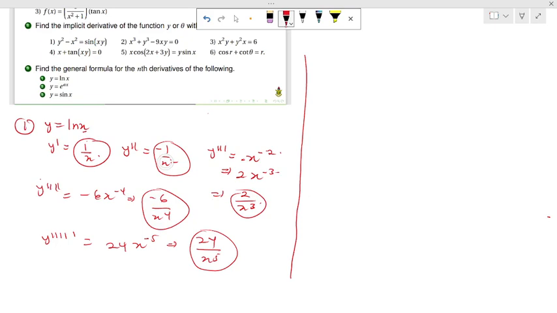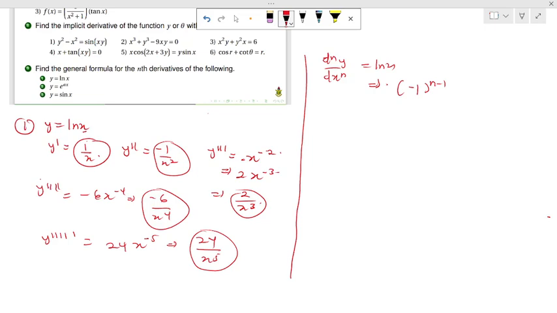When n became 2, it became negative, 3 positive. So meaning odd numbers attain positive, whilst even numbers get negative, right? Then I can make my generalization that the nth derivative of ln x is generally going to be, so I'll have open brackets negative 1 to the power n minus 1. Take note, negative 1 to the power n minus 1.